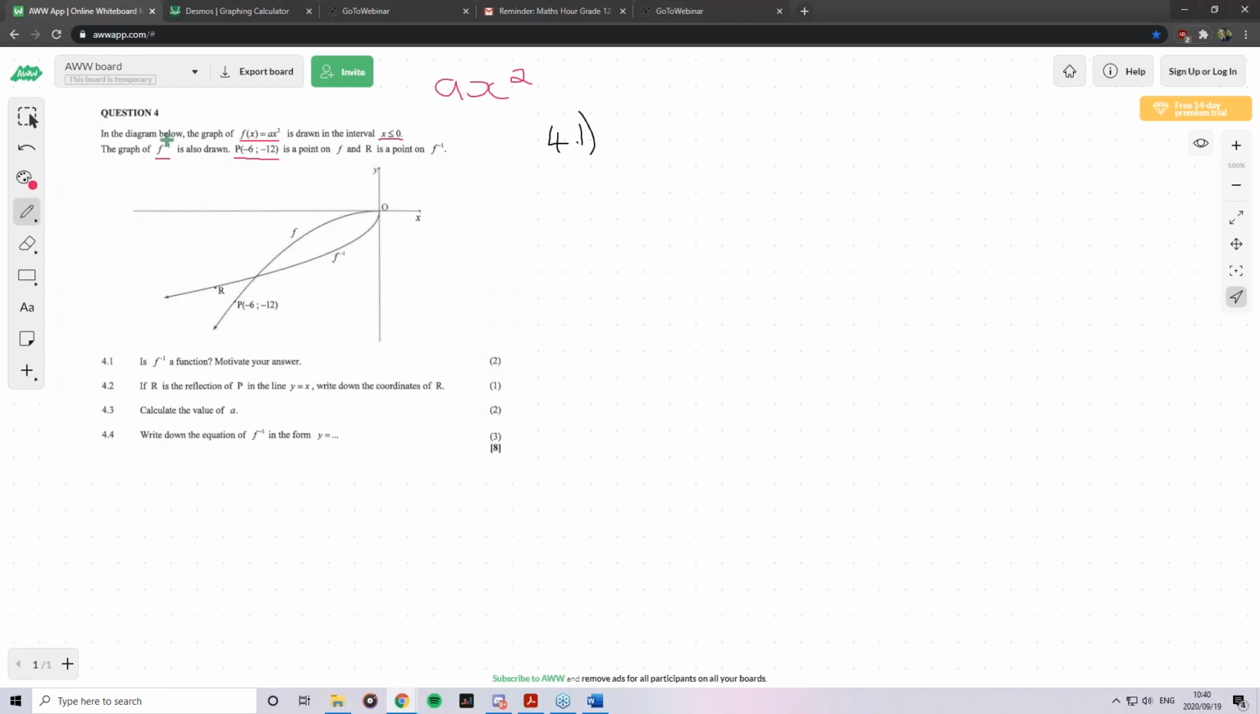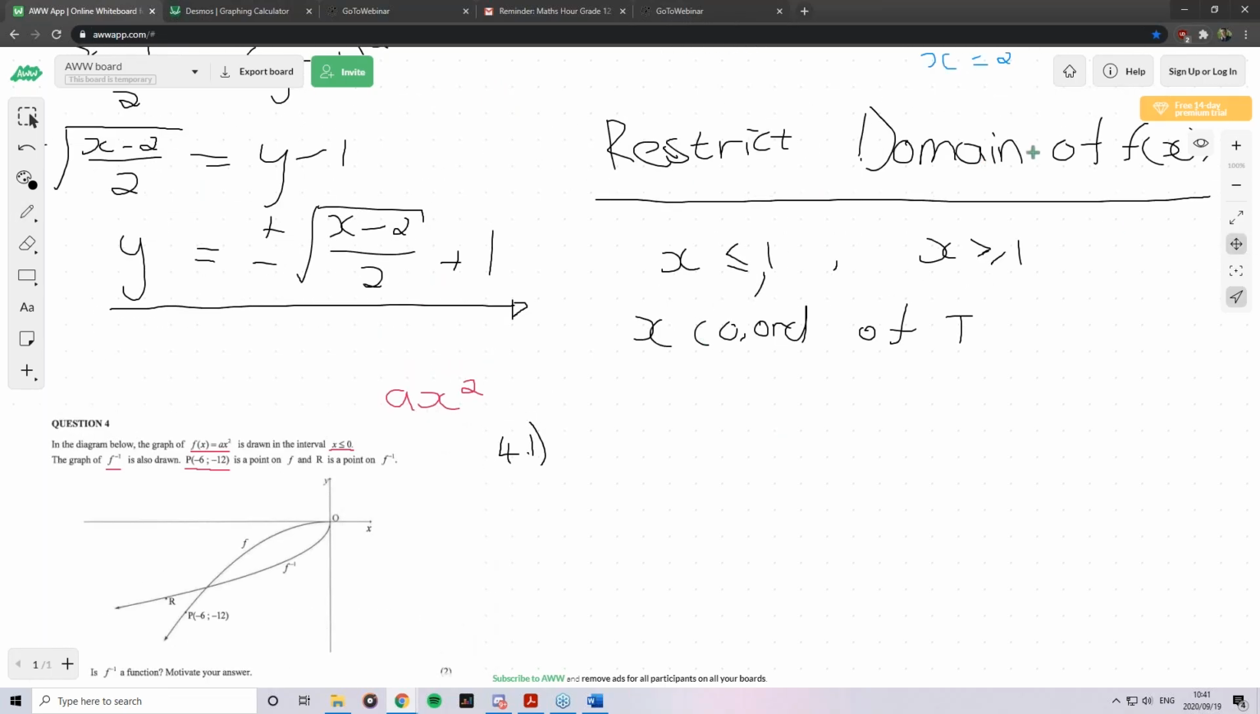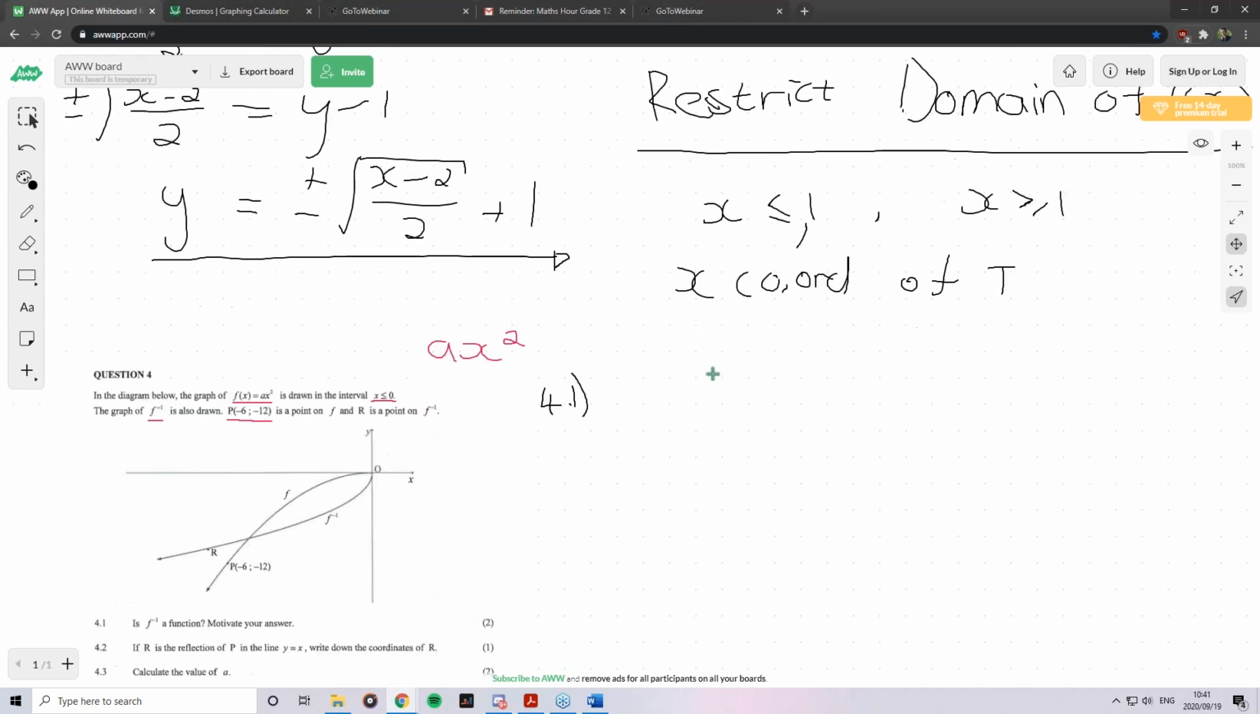All right, so the inverse of f is this one, they give it to us, and ax squared is equal to this one. So they're saying f passes through the point (-6; -12), and R is a point on f inverse. All right, so now let's go to 4.1. Is the inverse of f a function? Motivate your answer. Now we'll see here, the issue that we had arising here was it's not a function because we have to restrict the domain.